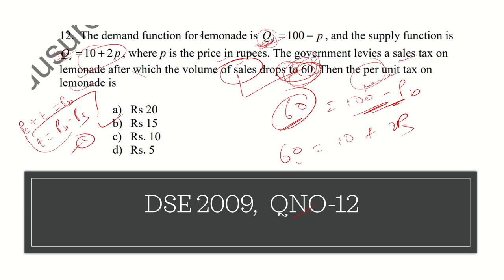First equation, and we put 60. 60 is demand, so equate it with 100 minus PB, and we get PB. Again, 60 is demand and supply is 10 plus 2P, because this is the equilibrium situation. So we get PS, and putting PB and PS into the equation for T, we get 15. So B is the correct option.